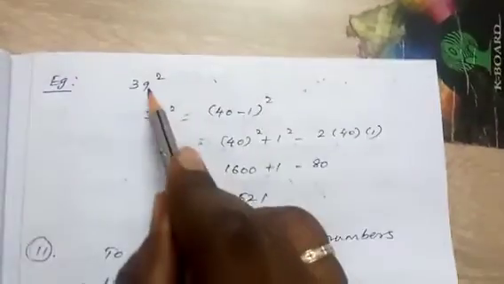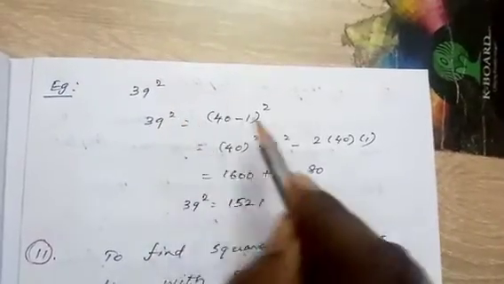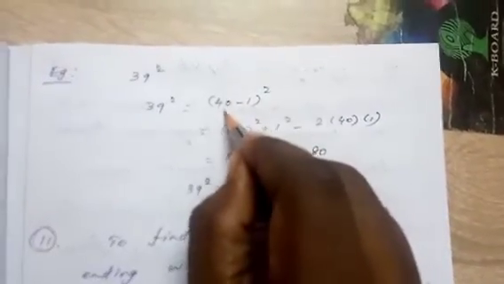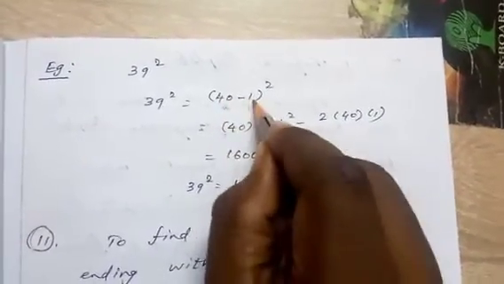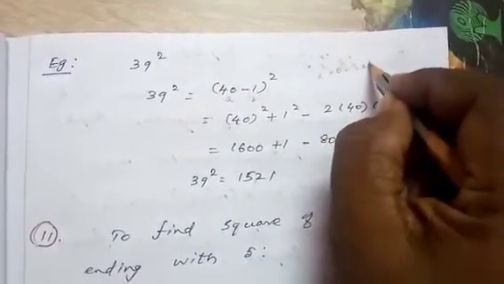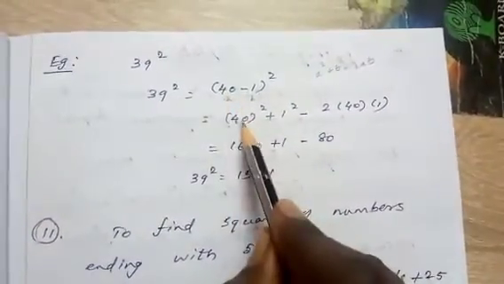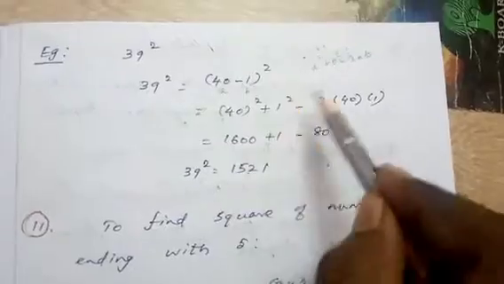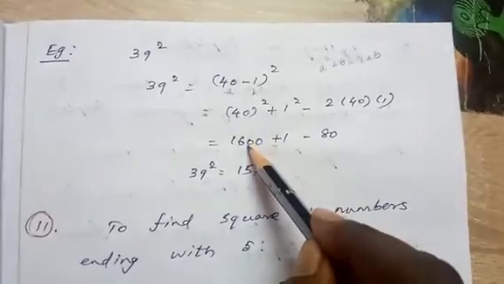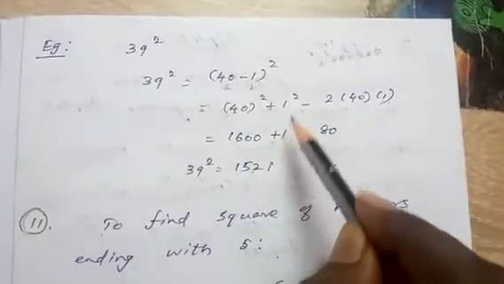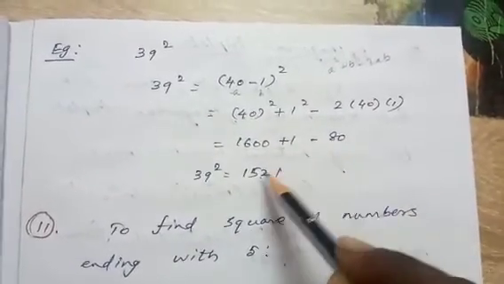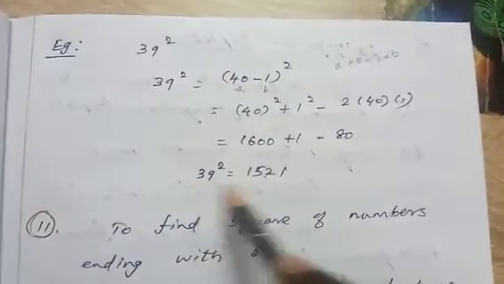So the next example is 39 squared. We write 39 squared as (40 minus 1) the whole square. Take a as 40, and b as 1. So (a minus b) the whole square, the identity is a squared plus b squared minus 2ab. So a is 40: 40 squared plus 1 squared minus 2 into a into b. 40 into 40 is 1600, plus 1 squared is 1, minus 2 into 40 is 80. So 1600 plus 1 minus 80 is 1521. So 39 squared is equal to 1521.